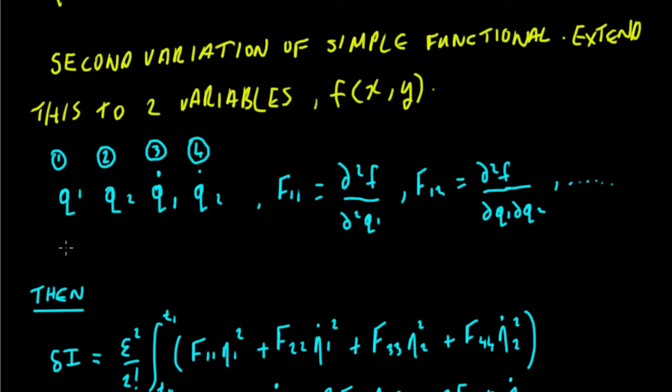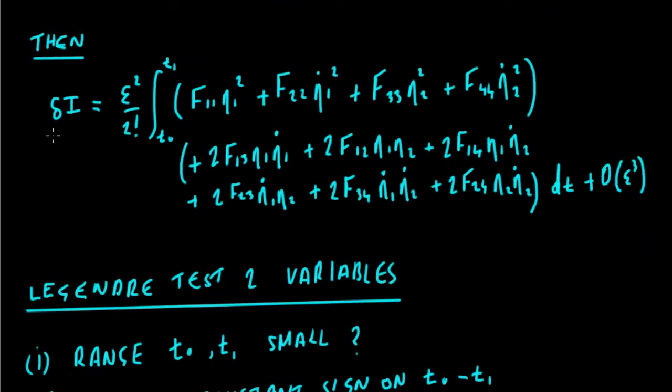Now when we work out the variation of this functional, we get the variation in this form here. So you can see that it quickly gets very complicated.